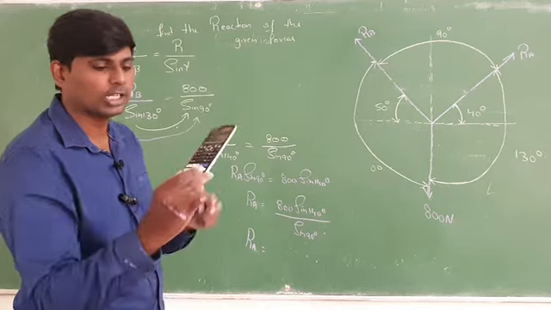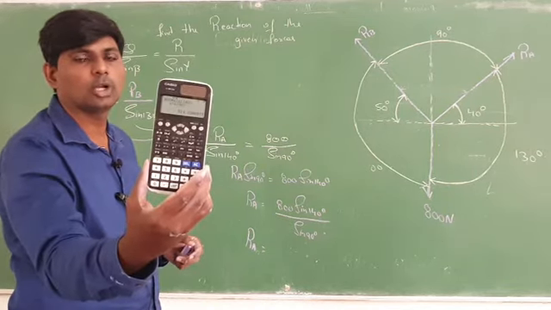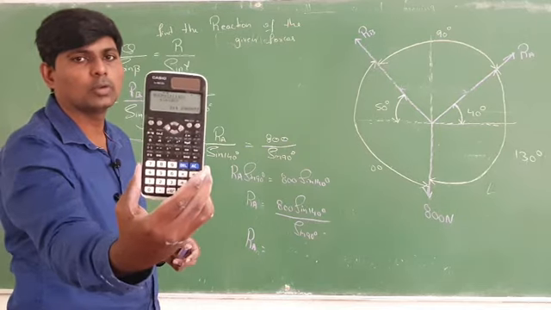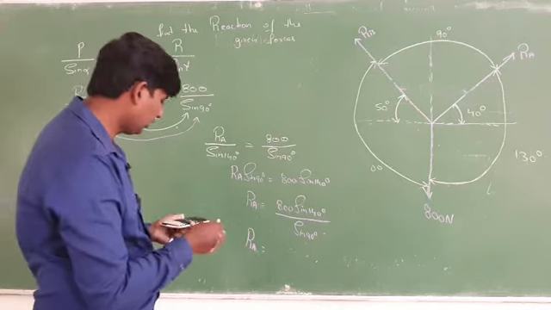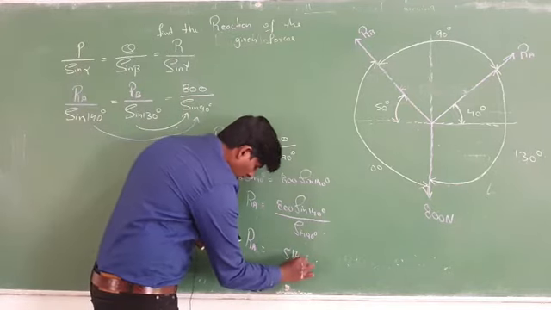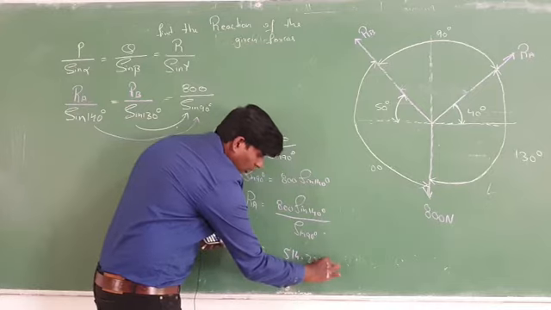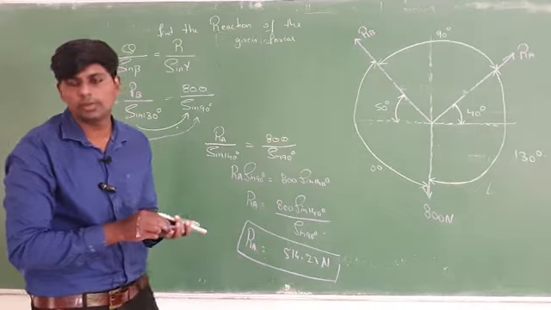Then you will get some value. If you press this one, you will get 514.24. Here you got the value of RA. RA is equal to 514.23 Newton. This is the value of RA.